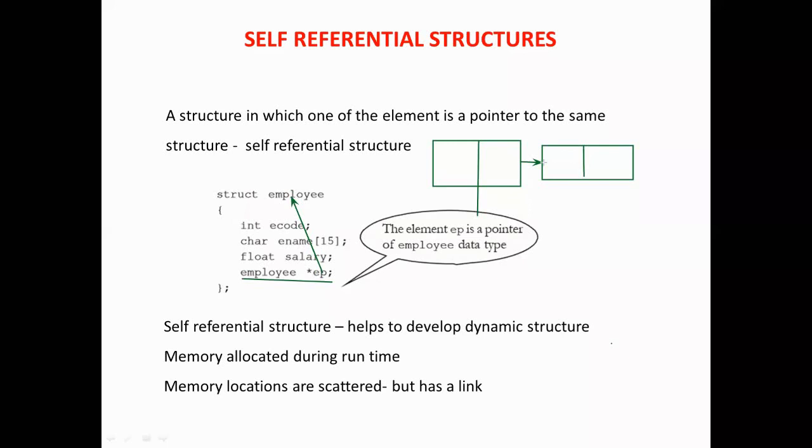This self-referential structure, the values it is going to contain will be scattered around your memory, but you're going to link it with the address. These two portions will be, one for your data and the other for your address. Details of this we will be learning in the third chapter. So that's it with this chapter.